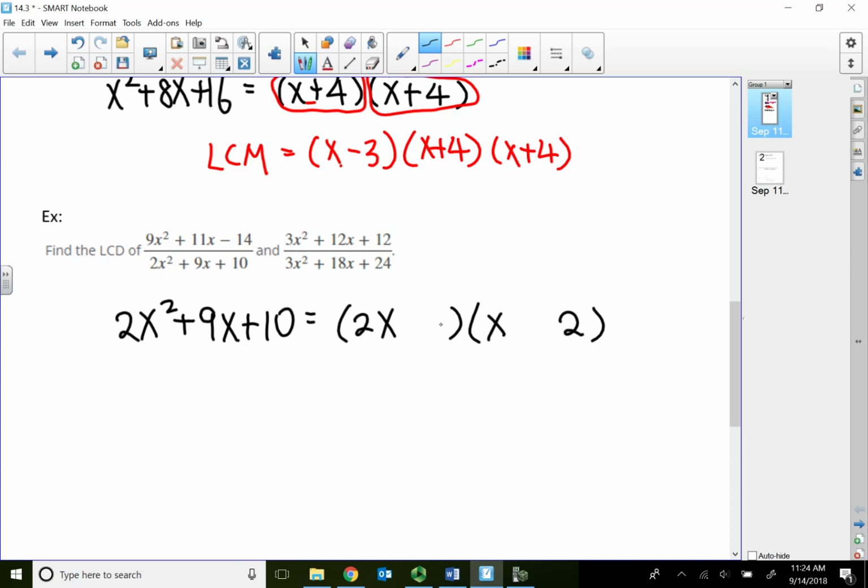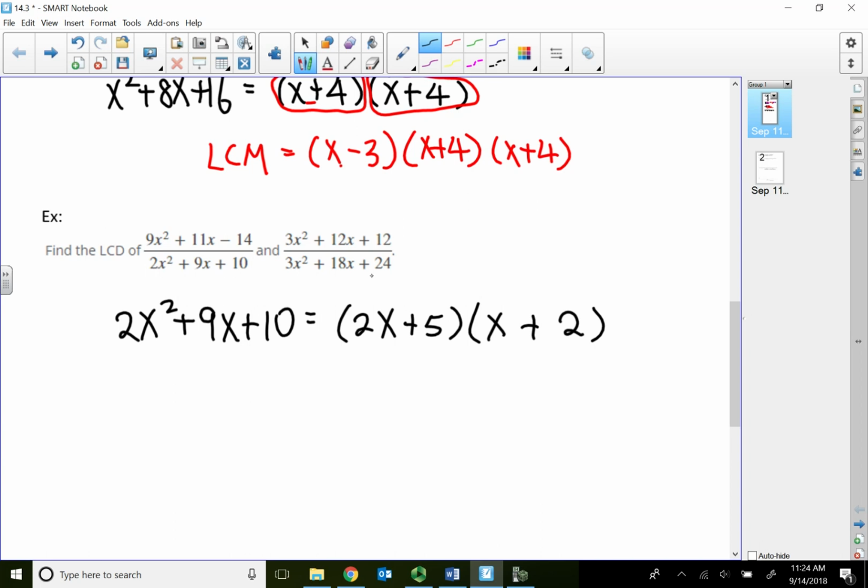2 right here, 5 right here, right? Because that's 4 and 5. So since the last sign is positive, both my signs are the same. So my inner and outer have to be added to get 9. So it has to be positive for both.